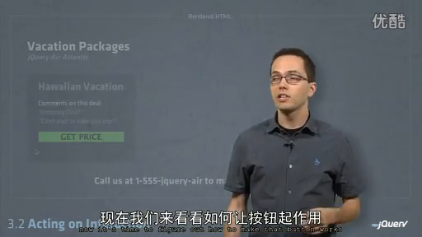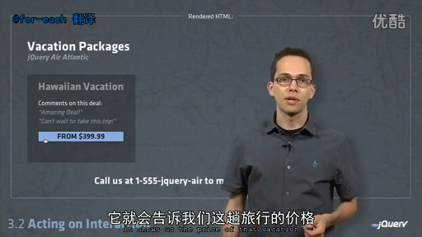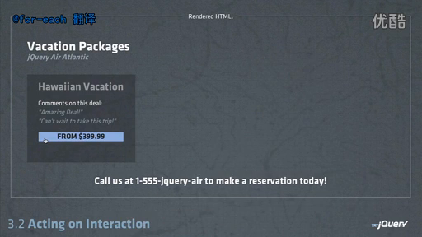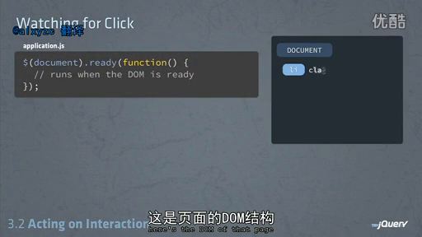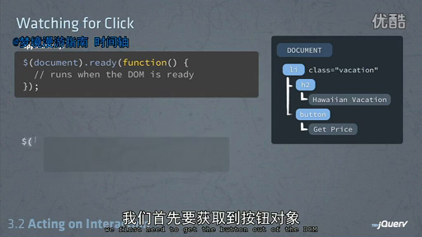Now it's time to figure out how to make that button work so that when we click Get Price, it shows us the price of that vacation. Here's the DOM for our page. To listen for an event on the button, we first need to get the button out of the DOM.